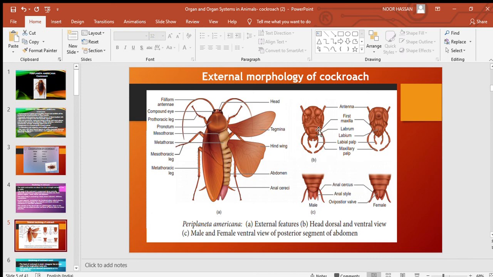And this is to show the mouth parts of the cockroach, and this is to show the dorsal, ventral and posterior view of the abdomen of the male and female cockroaches. So this is the male, ventral and posterior view, and this is to show the female. So male and female abdomen, only the abdomen, and it is also the ventral view of the posterior segment of the abdomen. So these are the mouth parts, and this is the entire structure of the cockroach.